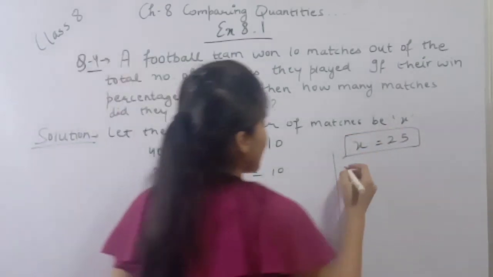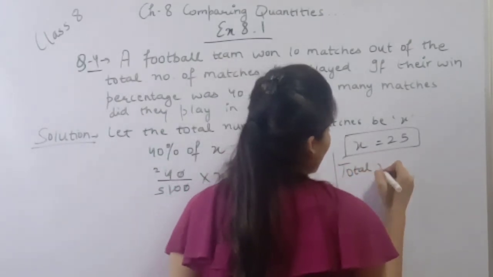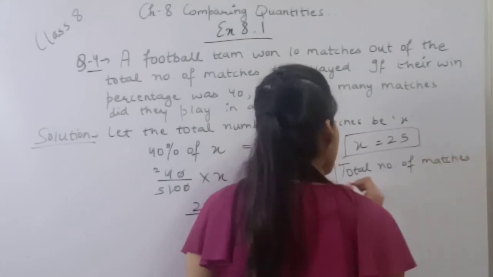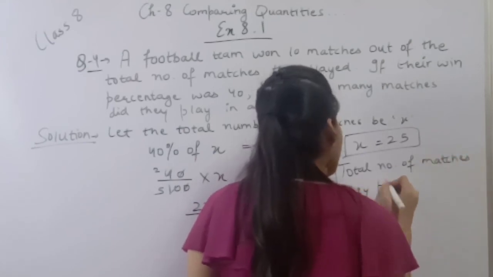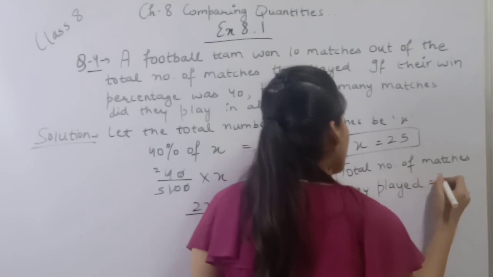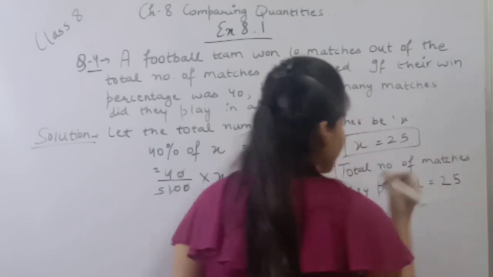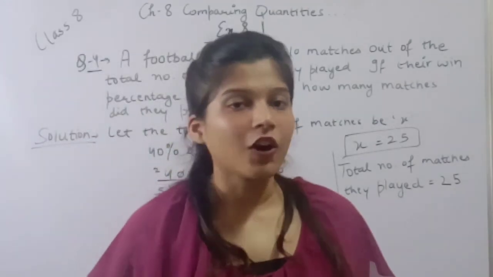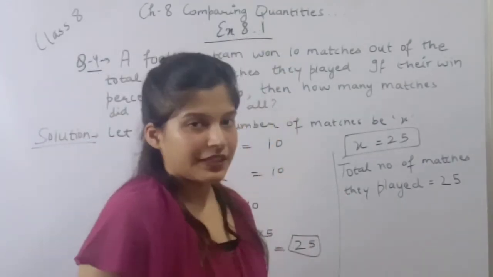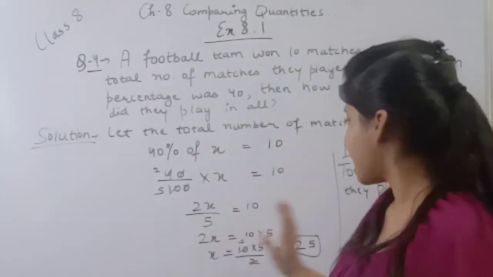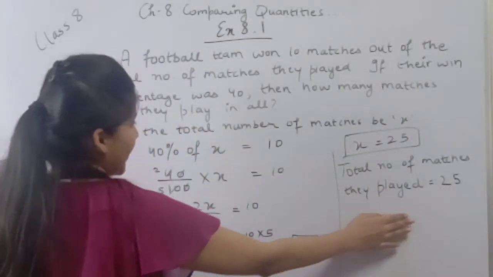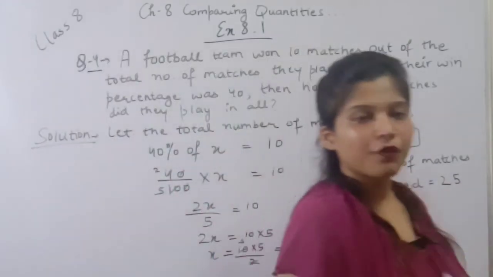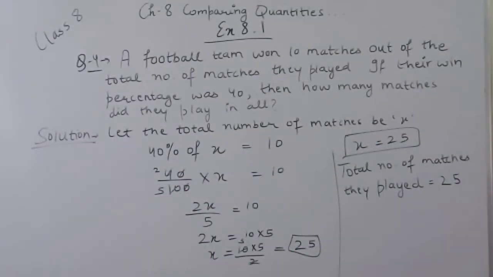It means the total number of matches they played equals 25. Now out of 25, 10 they won. So how many they did not win? 15. Okay, but that is not asked from us, we were only asked the total number of matches they played, which is 25. Okay, so this was our question number 4 of exercise 8.1.